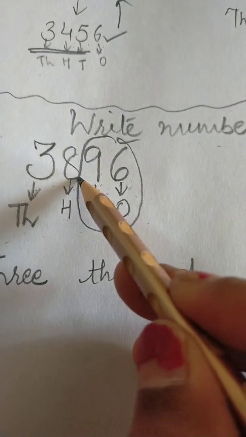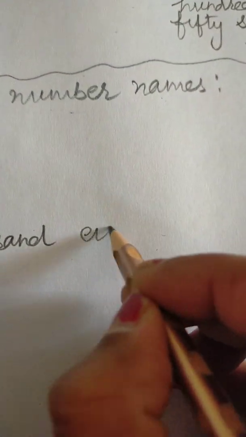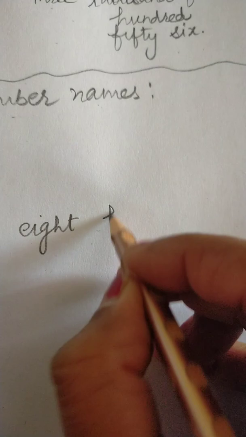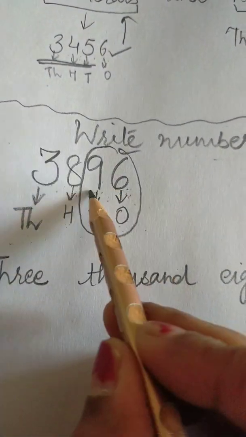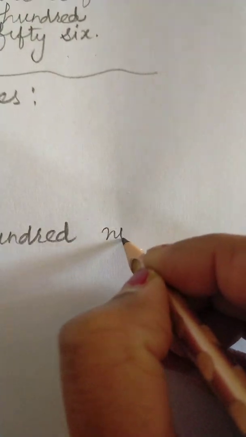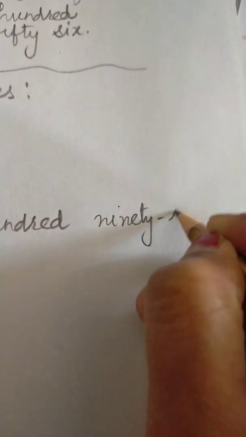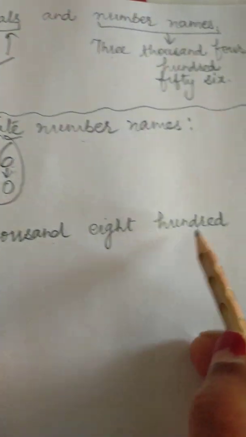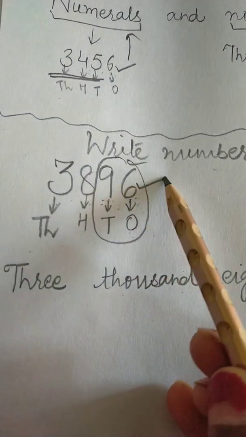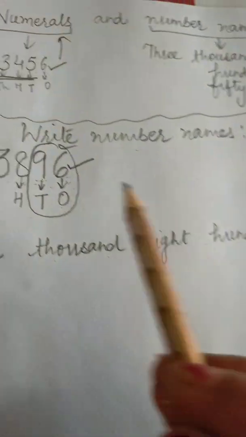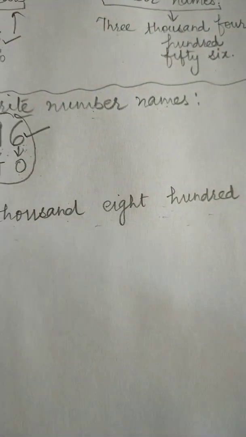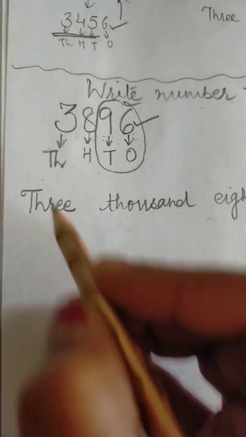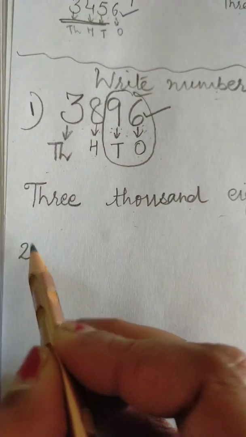3800, 96. Yes, now this is the number name. This is numeral form. This is the number name. And our question was to write number names. For this number we have to write this number name. Now one more example I am going to take. This was example 1. Now example 2.